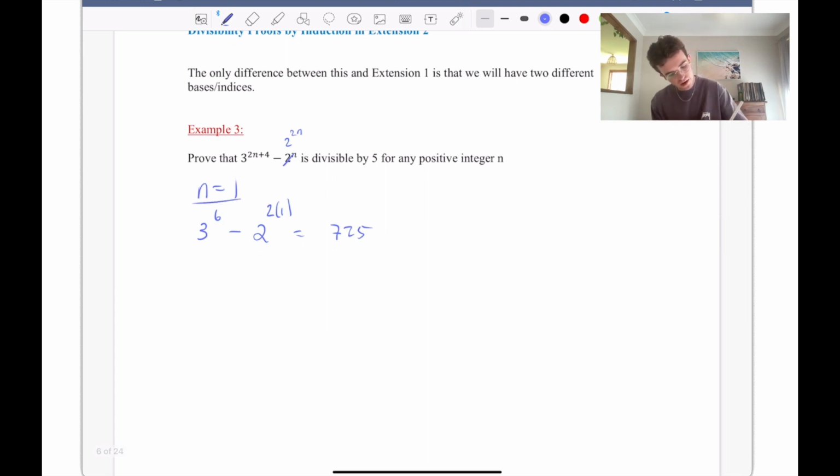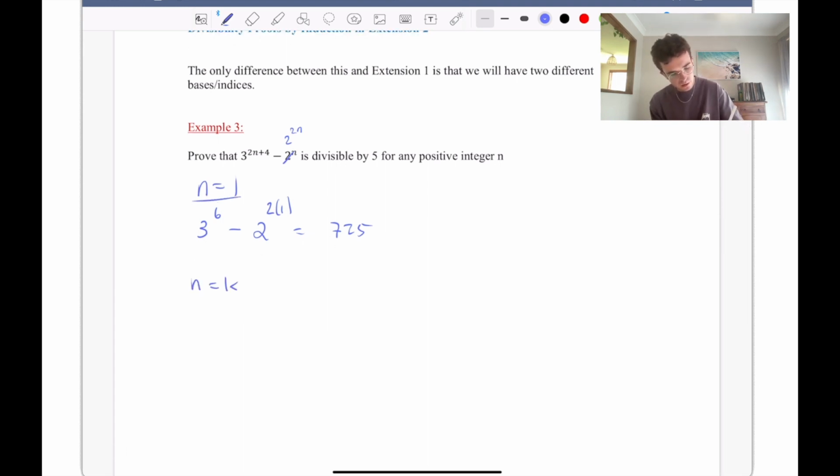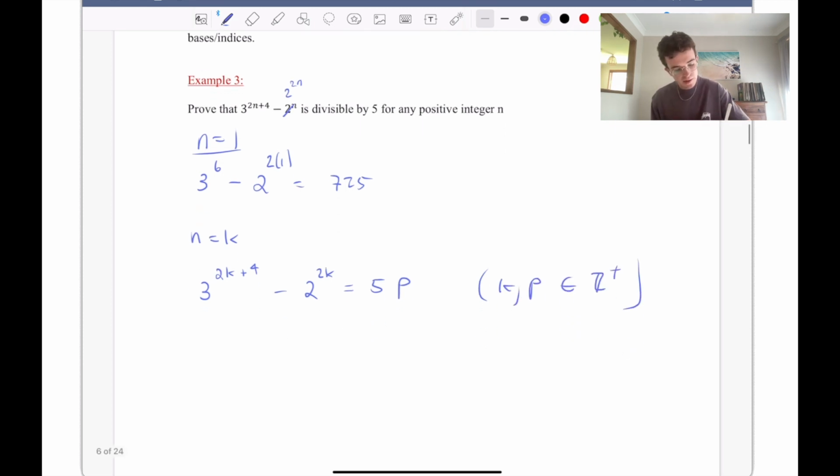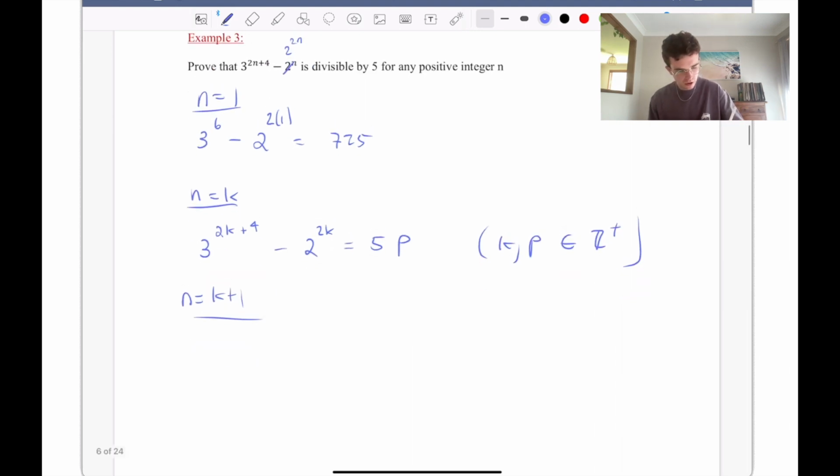And then we're going to assume true for n is k. So we're going to assume 3 to the power of 2k plus 4 minus 2 to the power of 2k is equal to 5p for some k and p belonging to the positive integers. And our next step is to prove true for n is k plus 1. So we're going to go 3 to the power of 2 times k plus 1 plus 4, which is 2k plus 6, minus 2 to the power of 2 times k plus 1, which is 2k plus 2.